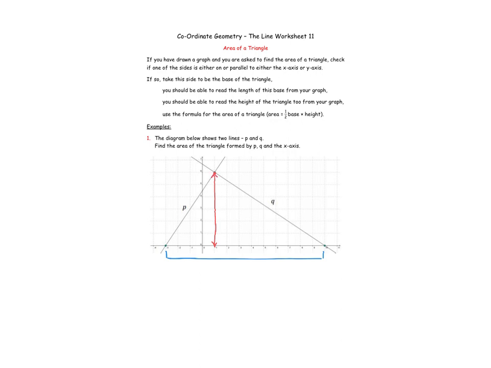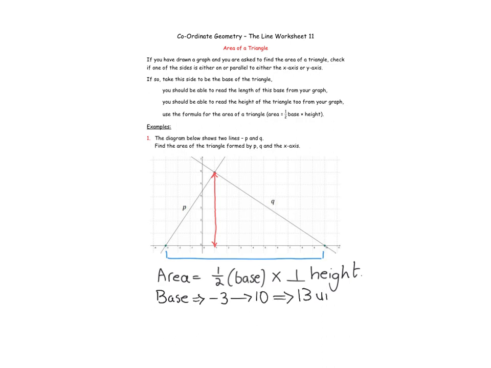And what we need to do is figure out the length. Now, we have the area formula, and that's just going to be half the base times the perpendicular height. The base goes from -3 all the way up to 10. So that's going to have 13 units in length. So the base is 13 units in length. Then the perpendicular height. Well, the height starts at 0 and it goes up to 6. So in total, that's going to be 6 units.